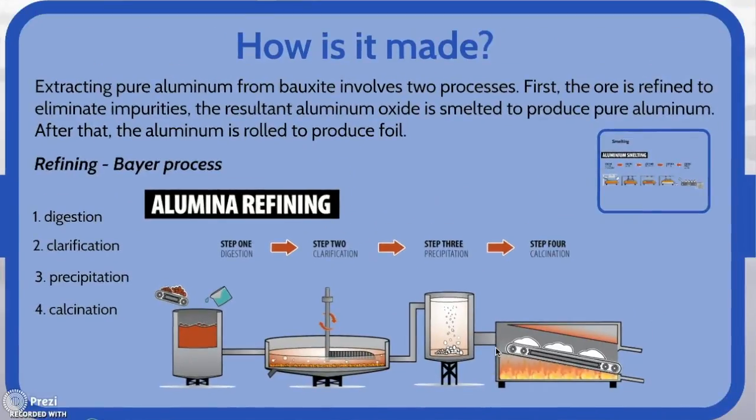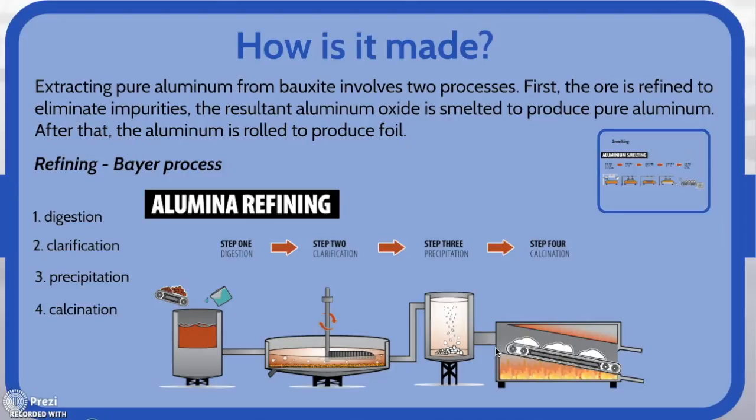So how is it made? Extracting pure aluminum from bauxite involves two processes. First, the ore is refined to eliminate impurities, and the resultant aluminum oxide is melted to produce pure aluminum. After that, the aluminum is rolled to produce the foil. So I'm gonna talk a little bit more about these processes, the refining, the smelting, and the rolling.